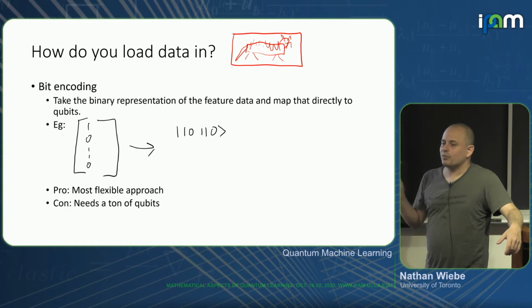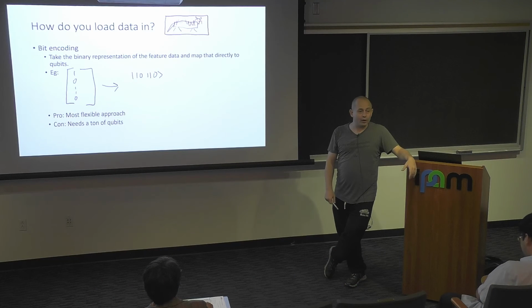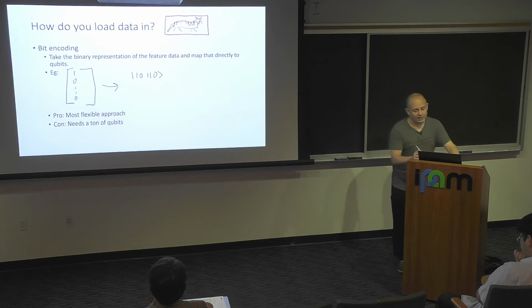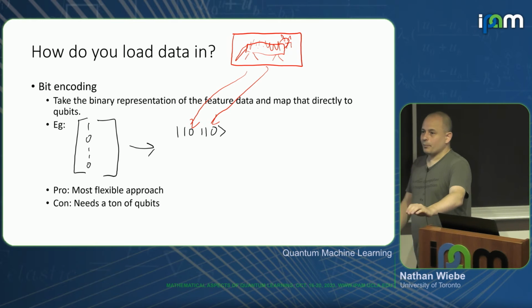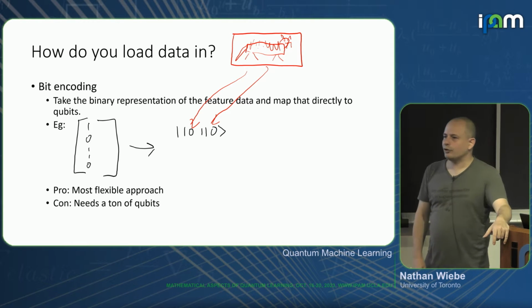But in any case, the simplest encoding that we could do if we wanted to load this image into a quantum computer would be to take the binary representation of this image and then map each of these bits over to a qubit. Okay? Nice thing about it is that this is 100% flexible.